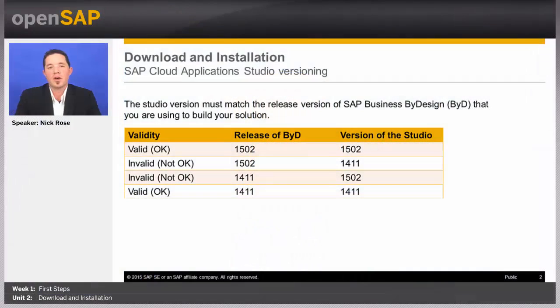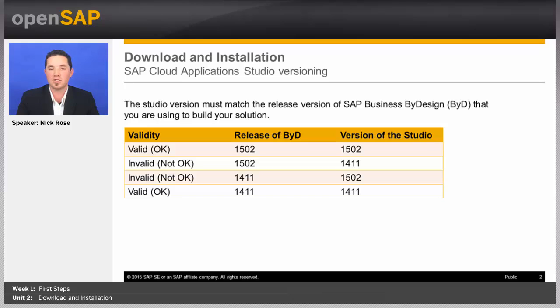Some things before we actually download the Studio itself. The Studio is version dependent. That means that if I'm running SAP Business by Design release 1502, I should also be using release 1502 of the SAP Cloud Application Studio to do my development. I wouldn't be able to, let's say, use release 1502 of SAP Business by Design in conjunction with release 1411 of the SAP Cloud Application Studio. The Studio itself is not forward or backward compatible. You always have to use the right Studio build for the right release.